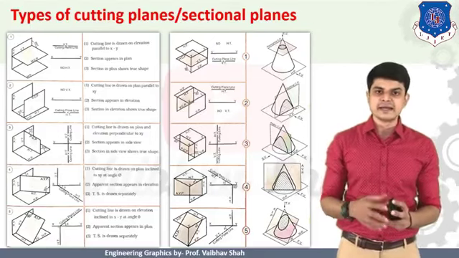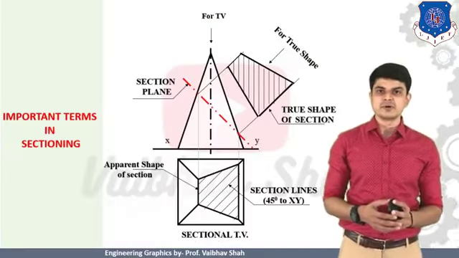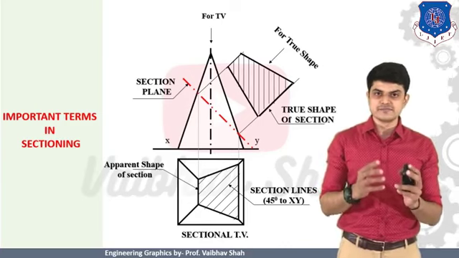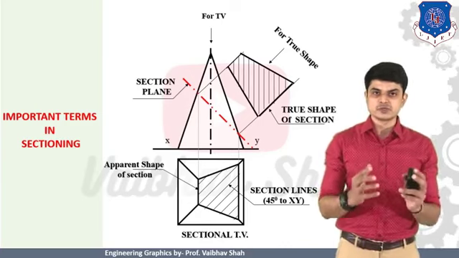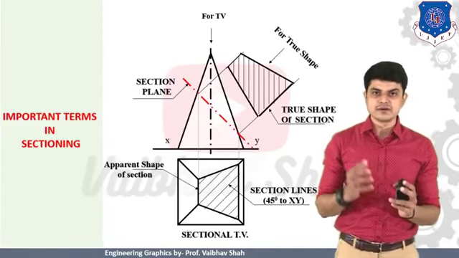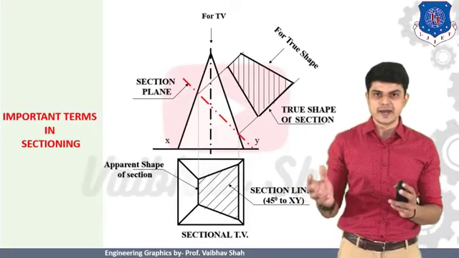So now let us go ahead and see one of the examples based on section of solids. But before moving to the example, let us understand a few of the important terms associated with sectioning of an object. So now let's suppose I have an object which is nothing but a square pyramid.